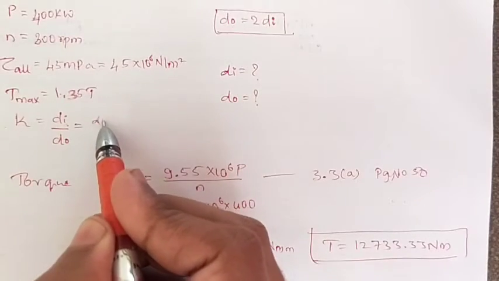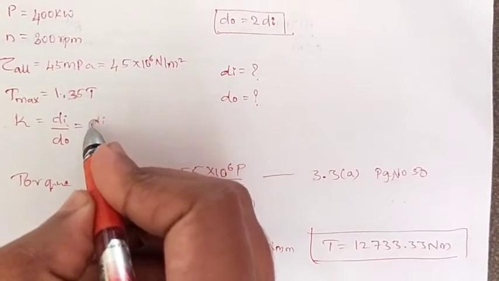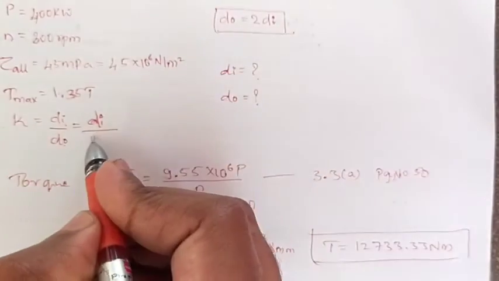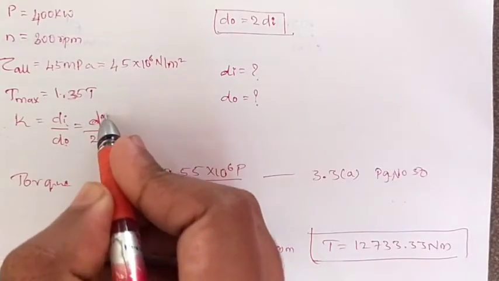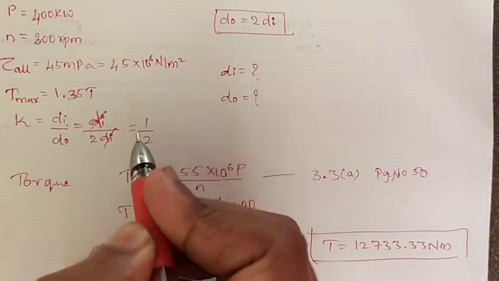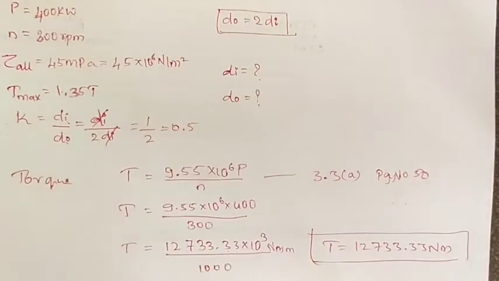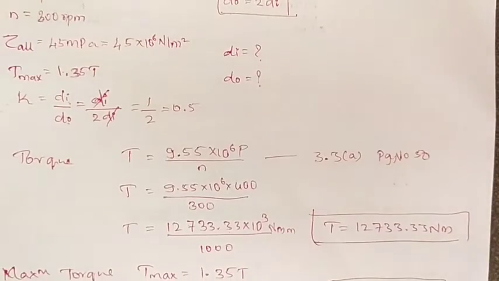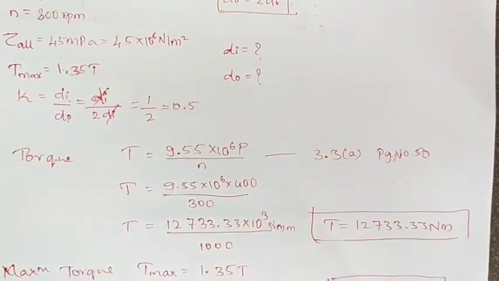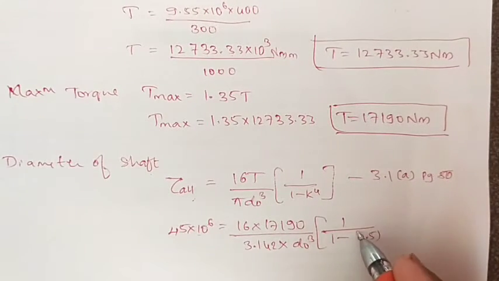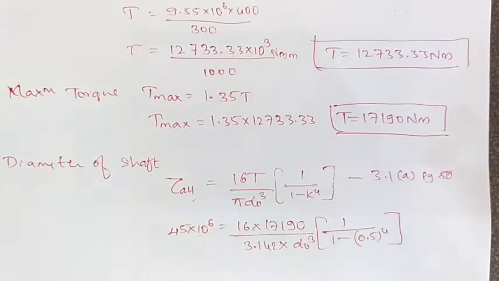So di you keep as it is. D naught is 2 times di. This di will cancel, so 1 by 2 is nothing but 0.5. So this is the k value. It is not given directly, it is given indirectly, so you have to use that here. So this is the equation you are getting.